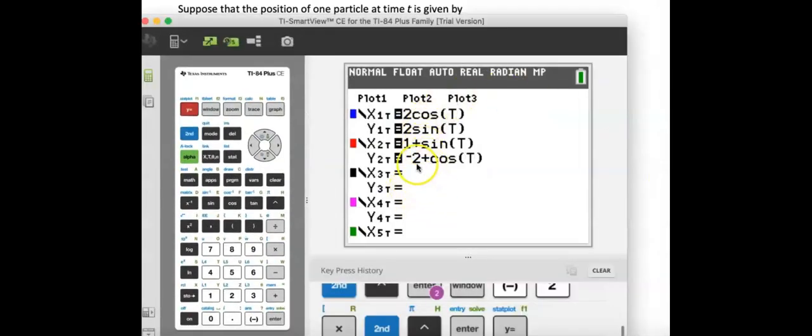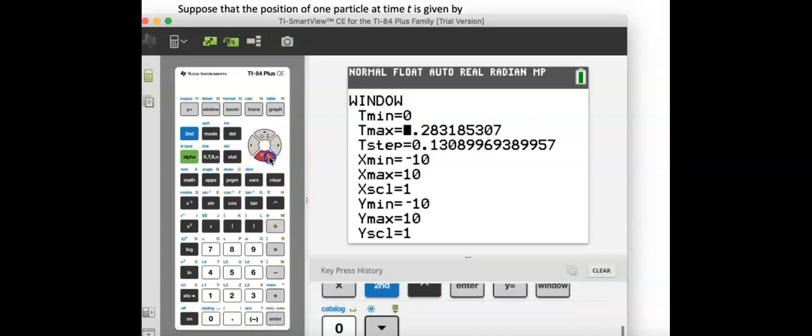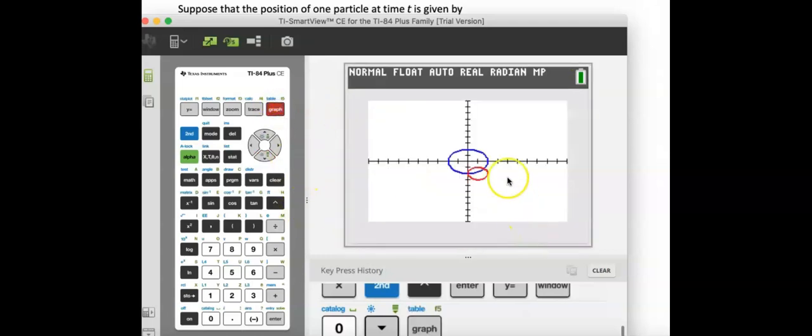So pulling up our calculator here, we have both of these parametric equations in our x1, y1 and x2, y2. And so let's go to the window and just adjust our t, because we said that our t goes from 0 to 2 pi. Okay, so now that looks about right. And we can see we've got a standard window, so that should work. And this is what our equation's going to look like.